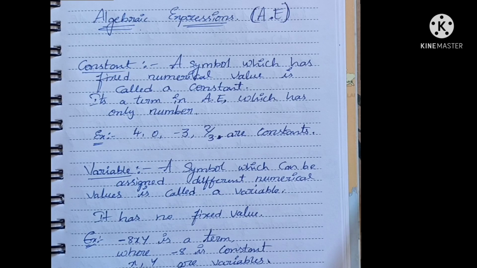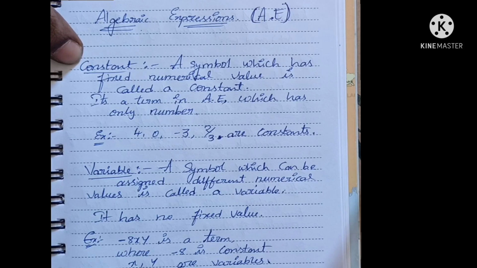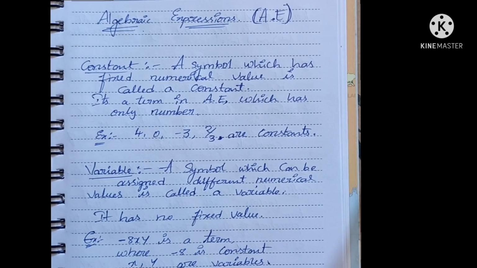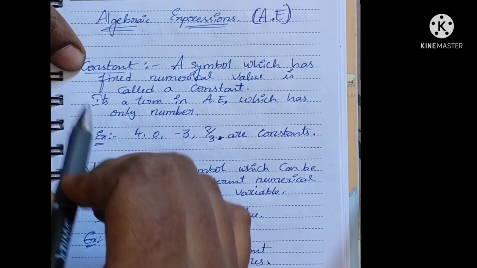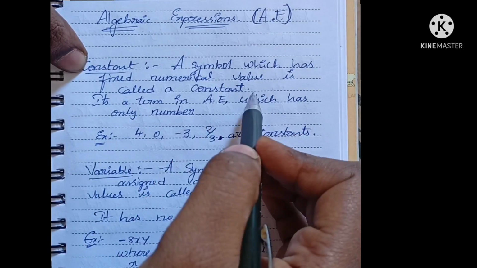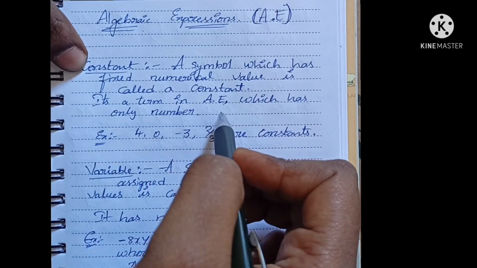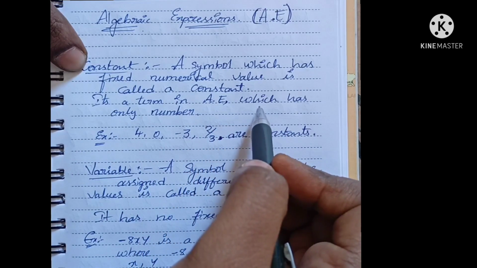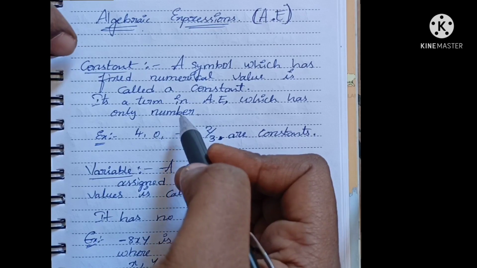In this video today we are going to discuss a few basics which we need to understand first before entering into the mathematical solutions. So here are a few definitions we are going to study now. Constant: a symbol which has a fixed numerical value is called a constant. It's a term in an algebraic expression which has only a number.